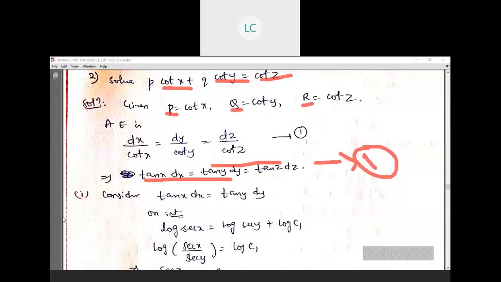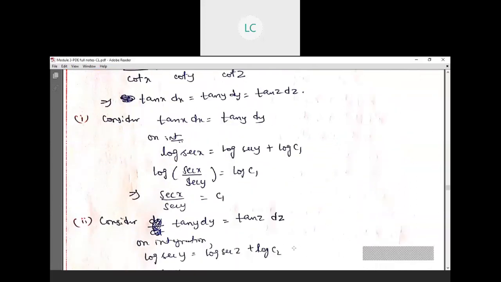Next pair. Now consider the first one, tan x dx equal to tan y dy. Now integrating, the integration of tan x is log of secant x, equal to log secant y plus log c1. Log secant x minus log secant y is log of secant x by secant y, equal to log c1. So secant x by secant y is equal to c1. This is nothing but u.